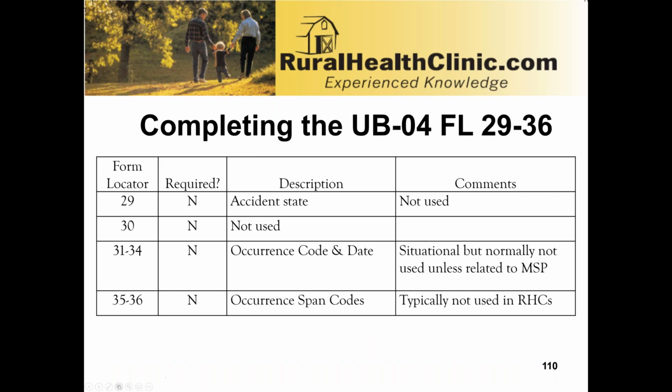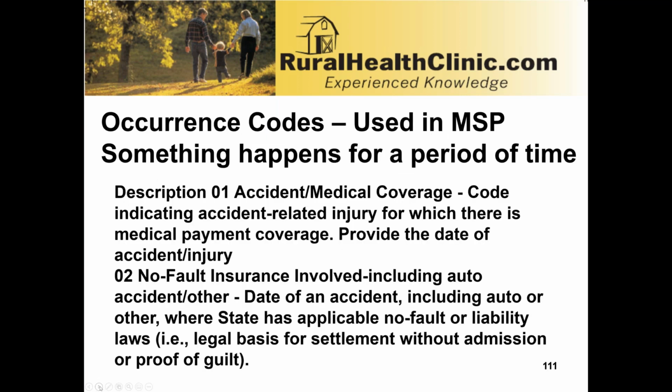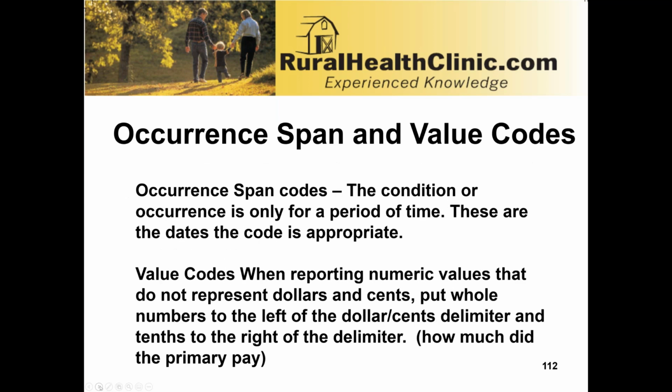Let's see here. None of these are required, so we'll go through those real quick, and we'll just skip those. Occurrence codes. Remember, they only happen for a period of time. So usually there will be a date involved in an occurrence code, and so they cover a span of time. And then value codes. Typically, when you use value codes, you're going to be reporting money. Value codes is typically used when you tell Medicare that from your primary insurance company you were paid $50 or $100. I think there's a value code.